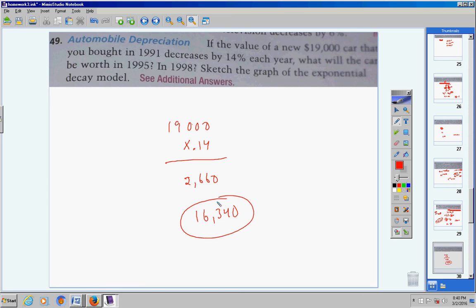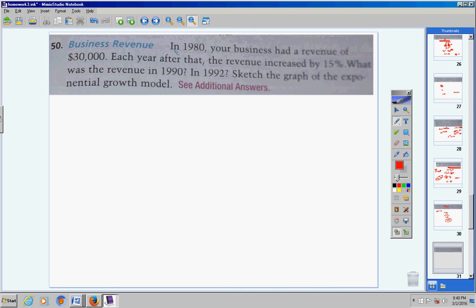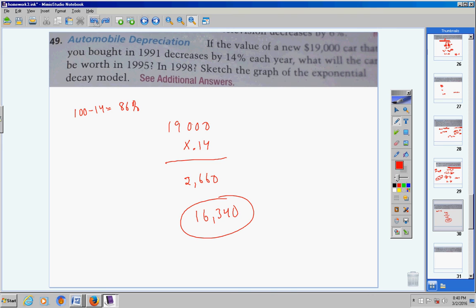But there's a faster way to do it, guys. Please listen to me. Instead of multiplying by 0.14, then subtracting, do this. Take 14% and subtract it from 100%, and you'll get 86%. Why did I subtract it? Because it's a decrease. I would have added it if it had said increase. And the next problem we're going to do is an increase problem. So we'll look at those in just a second. But because it says decrease, we're going to subtract.